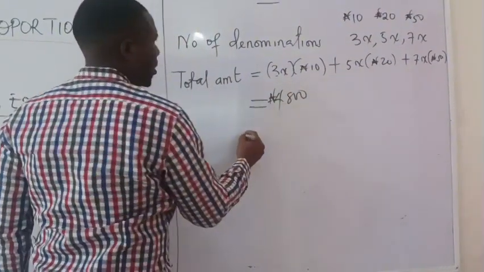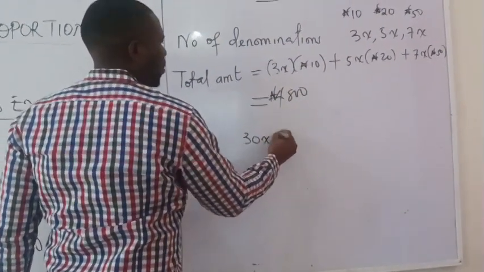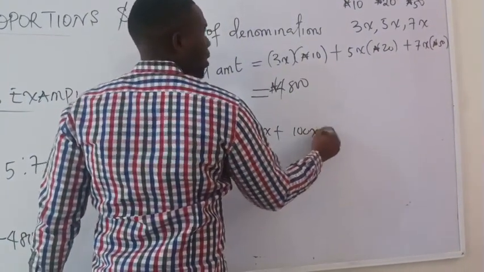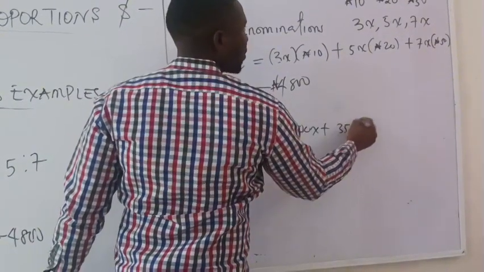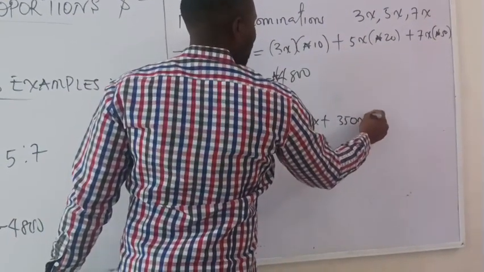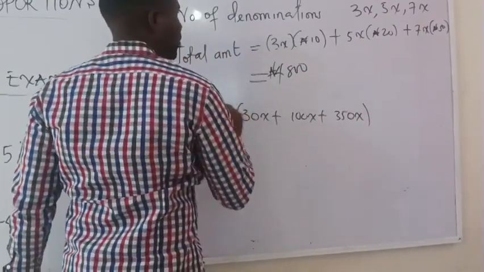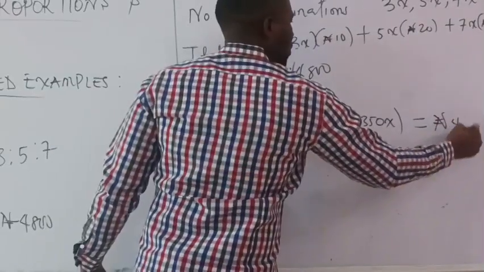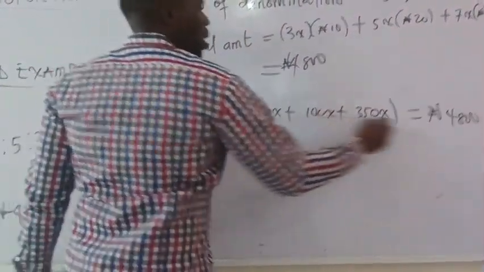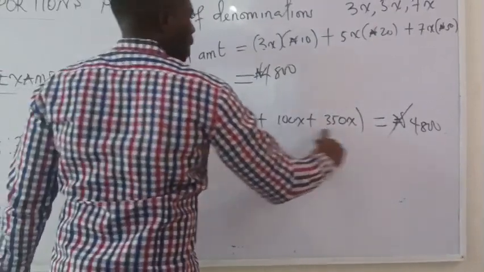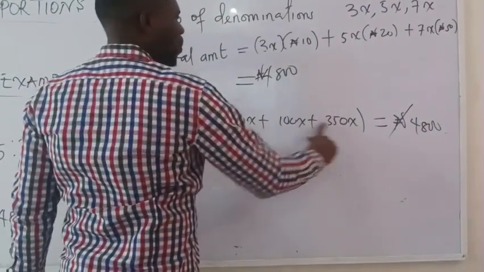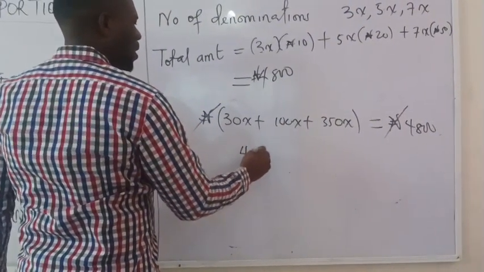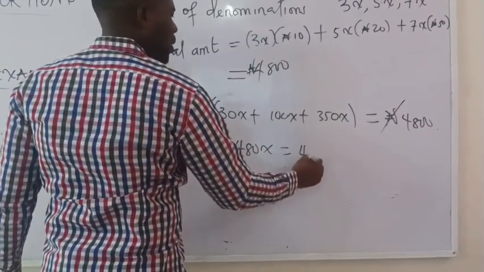3 times 10, that's 30. This is 30x, plus 5 times 2, that's 10, with the 0 in front, 100x, plus 7 times 5, that is 35, with the 0 in front, 350x. And of course, everything is in naira. So I factor out the naira, and this must be equal to 4,800 naira. Of course, I'll delete the naira, and I could add up what we have here. This is 350 plus 100, that is 450. 450 plus 30, that's 480x is equal to 4,800.